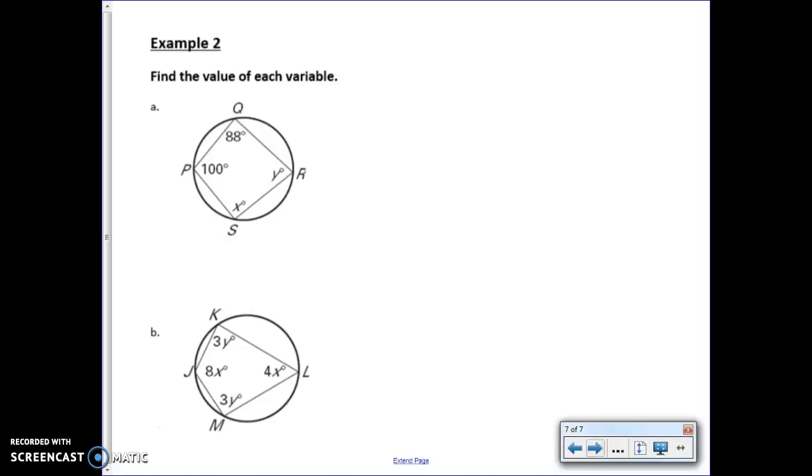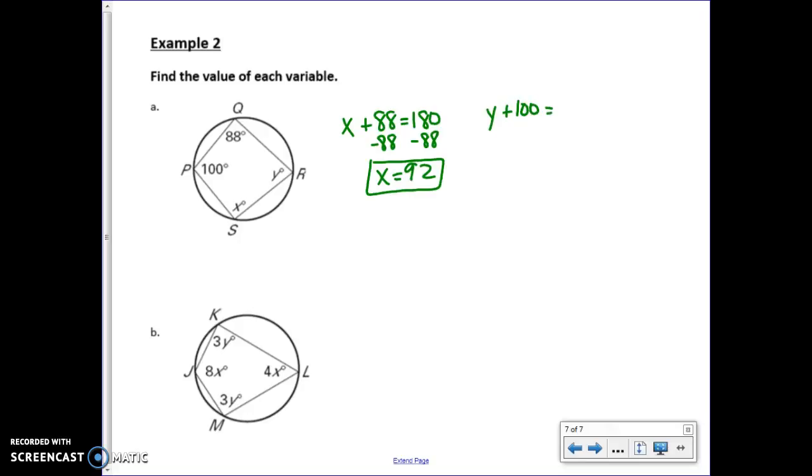So an example here then is if we're looking at A, x plus 88 is 180. So we would subtract 88 from both sides. So x would equal 92. And we do the same thing for y. Y plus 100 equals 180. So we subtract 100 from both sides. So y equals 80.